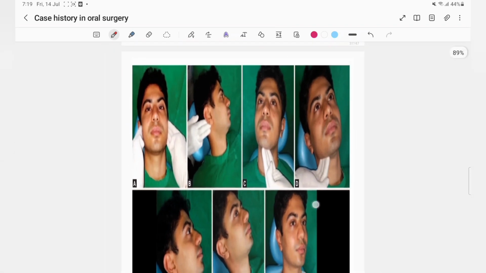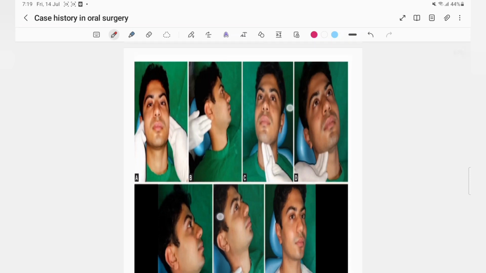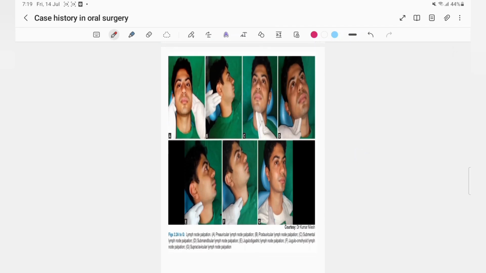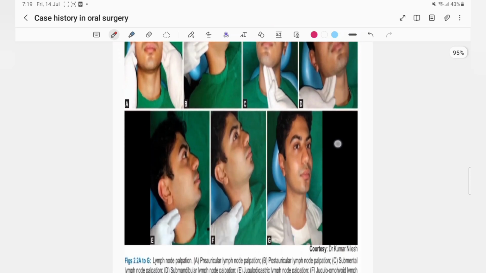Other than this, you have to palpate lymph nodes. Okay, in cases of infection, you have to palpate these lymph nodes because without infection, you cannot palpate lymph nodes. So this is a most important chairside viva question. The examiner will ask you to show them proper lymph node palpation techniques. So you should know the location of each and every lymph node.